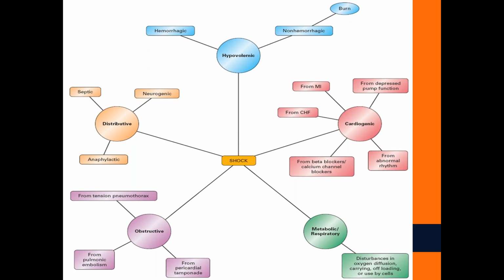And last but not least, let's talk neurogenic here for a second. So which part of the nervous system, do you guys remember from the beginning of the lecture here, is responsible for vascular tone?